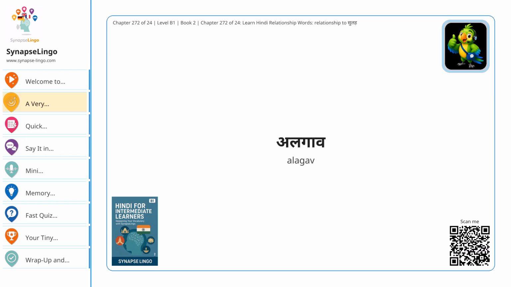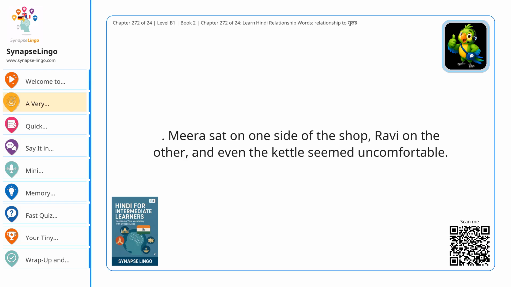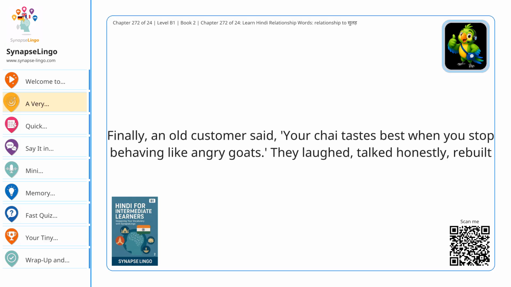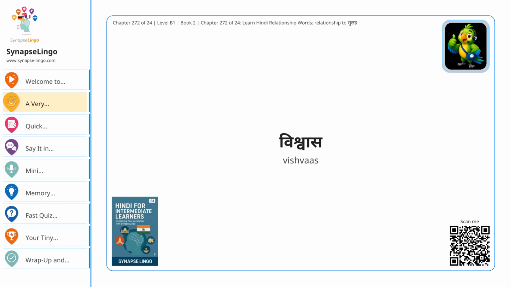Soon there was अलगाव. Meera sat on one side of the shop, Ravi on the other, and even the kettle seemed uncomfortable. Finally, an old customer said, "Your chai tastes best when you stop behaving like angry goats." They laughed, talked honestly, rebuilt विश्वास, and made सुलह. The tea improved. Humanity survived.